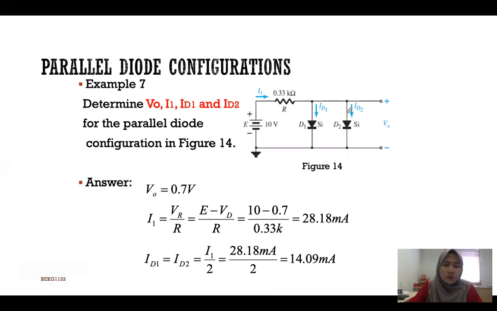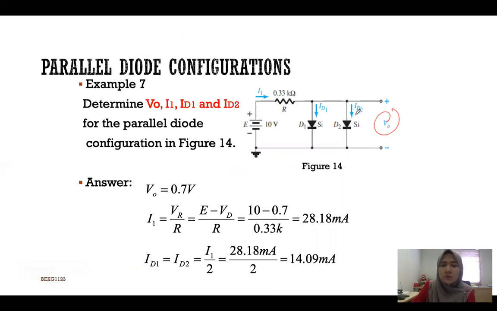So determine V0, I1, ID1, and also ID2. The first one, you can calculate the V0. V0 is the V over here. Since this is parallel, V0 is the same as the VD across D2 and D1 over here.